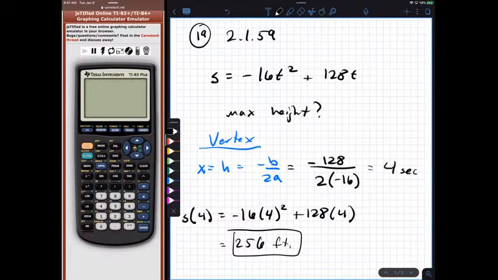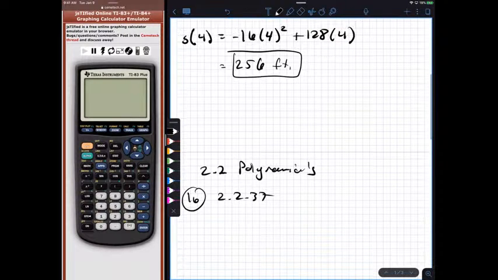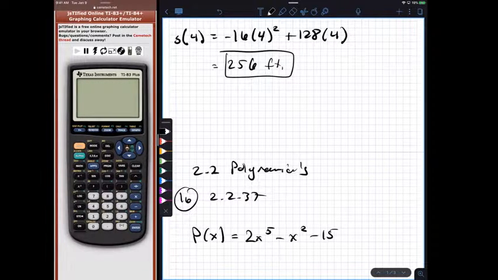So the function, this comes from number 16. This comes from 37. We have this p of x equals 2x to the fifth minus x squared minus 15. Okay. And we want to show that it's between 1 and 2. So let me reload and refresh.